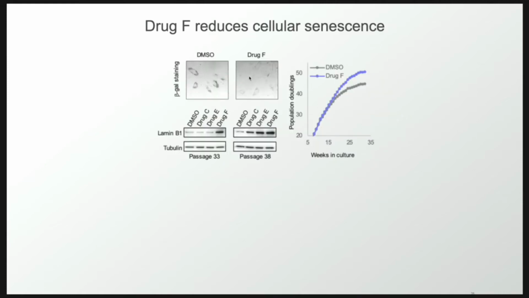One of them, drug F, actually decreased the amount of senescent cells when we tested them in culture by looking at beta-gal staining, and also increased lamin B1, which decreases with senescence, so drug F seems to increase this. And indeed, if you look at replication-induced senescence, we can see that drug F actually increases the ability of cells to grow in culture.